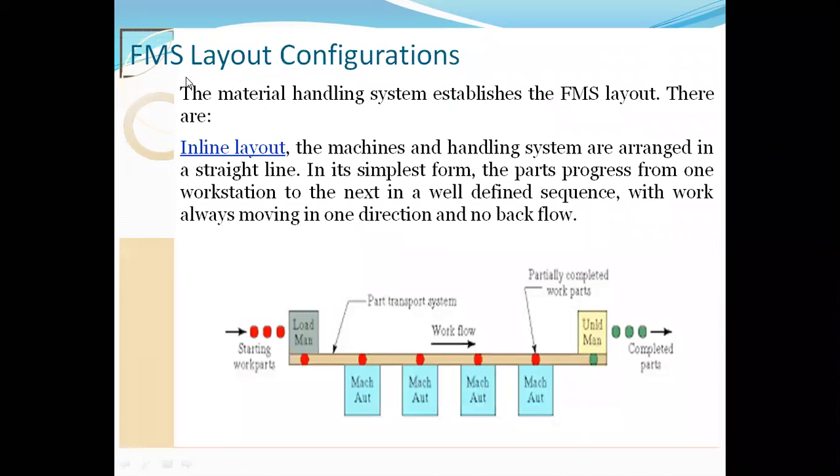Next one is very important, the flexible manufacturing system layout configurations.